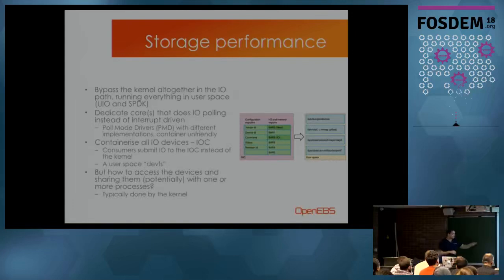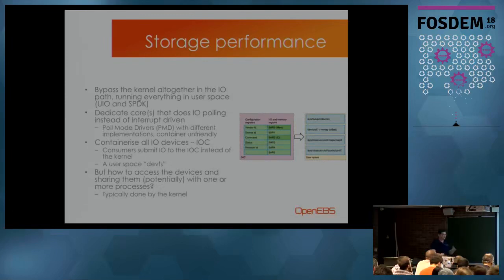Poll mode drivers means that instead of using interrupts, we constantly poll for work. So if you look at your system, you will have a core at 100% CPU, but that gives you the ability to scale to millions of items. But imagine I have a Kubernetes system running, I don't know, 100 containers on that machine, and all of them try to use 100% CPU. That's a problem, right? So what we did is we containerized all the I/O devices, and we call this an IOC, the I/O container. Instead of submitting the I/O to the kernel, we submit the I/O to the container. So it's a user space DFFS, so to speak.